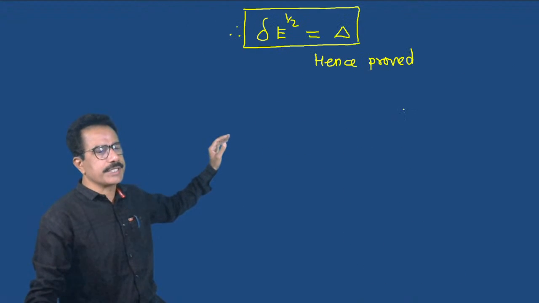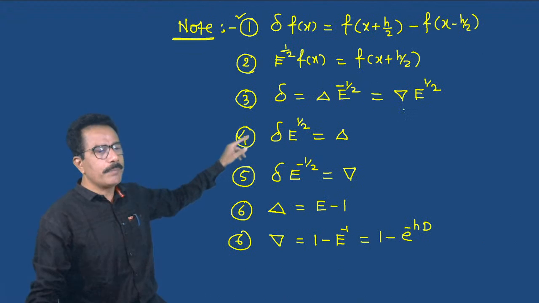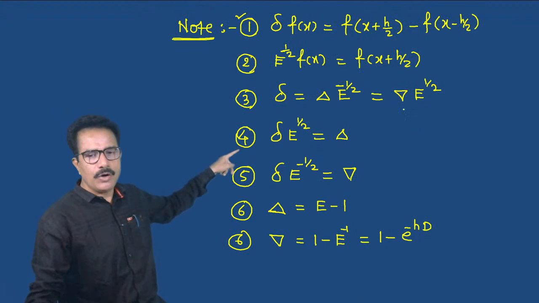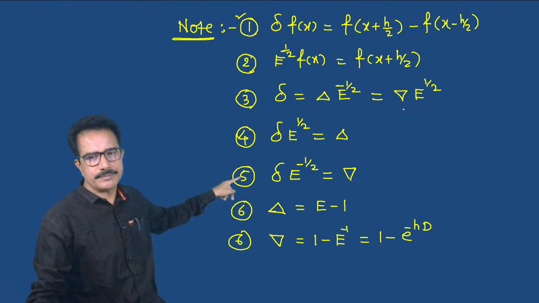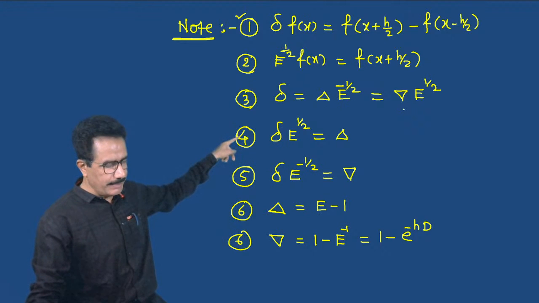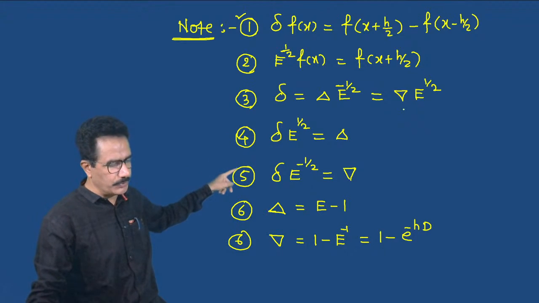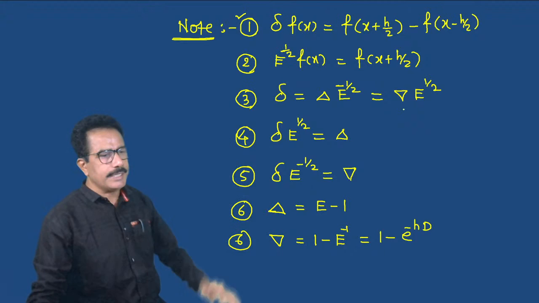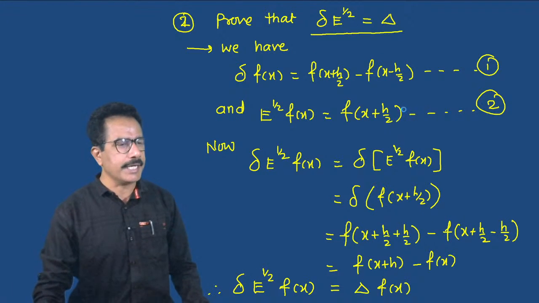Means here in this case we have proved operator 4 and 5. In this way we have proved operators 4 and 5. Now we can do one more thing from this.